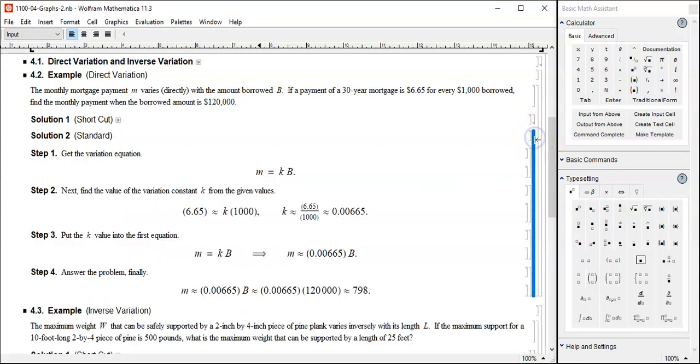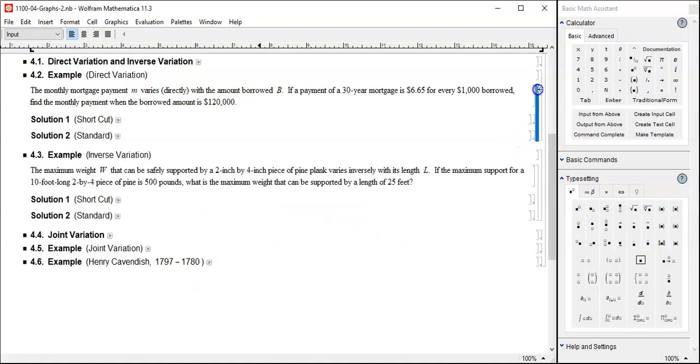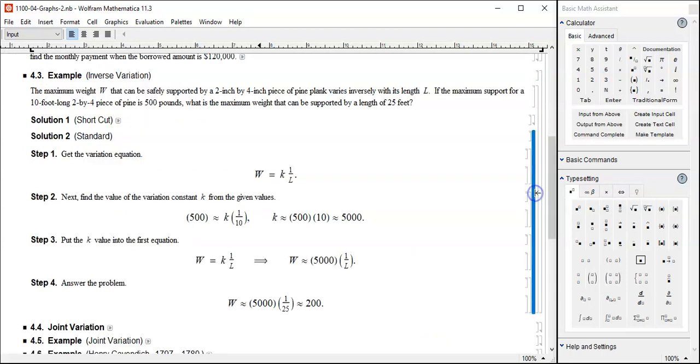Instead, I advise you to take the hard method, the 4-step process. Variation equation, plug in the numbers and find k, plug the k value into the original equation and get the completed equation. Because this one is incomplete, we don't know what k is. Now we know k, so this one is completed. So let's use the completed usable equation and get the final answer. Same goes here, the 4-step process.